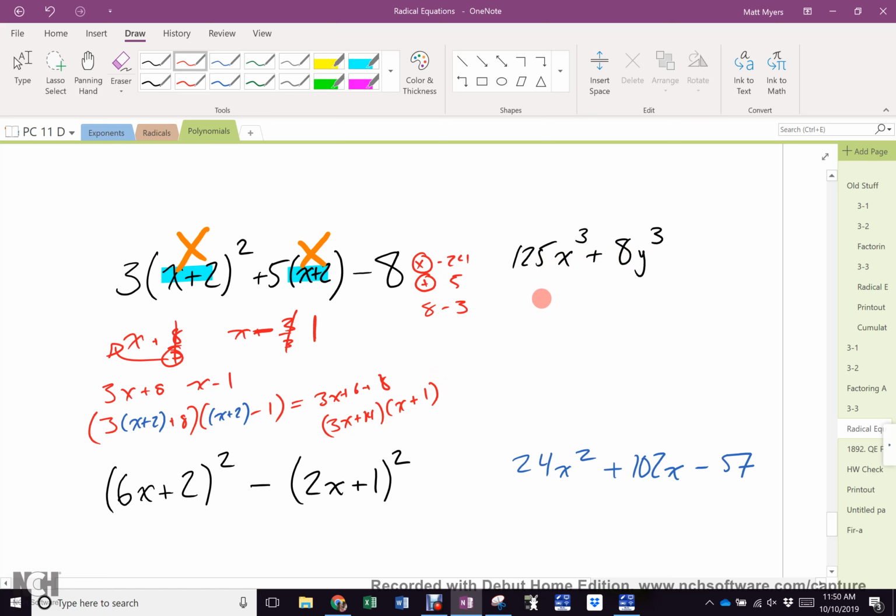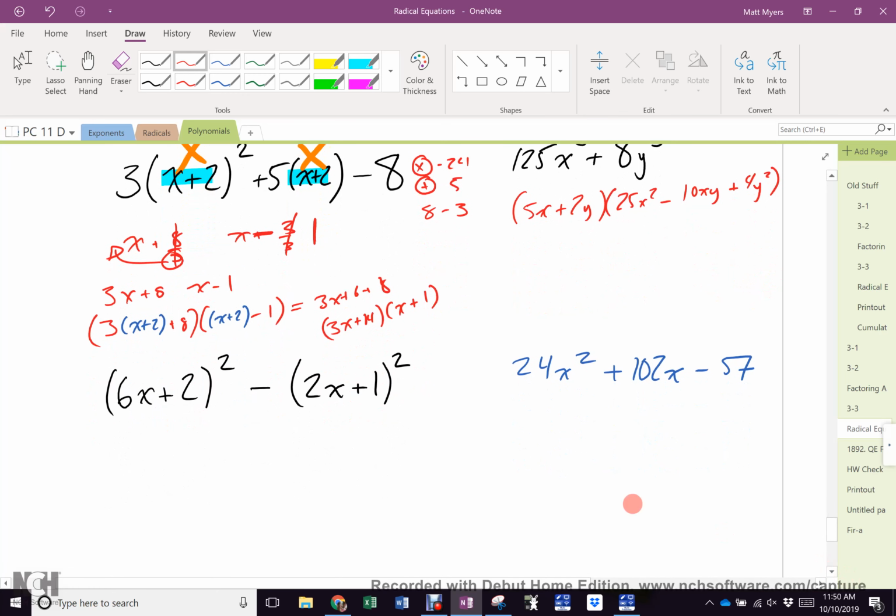Sum of cubes, 5x plus 2y, 25x squared minus 10xy plus 4y squared.